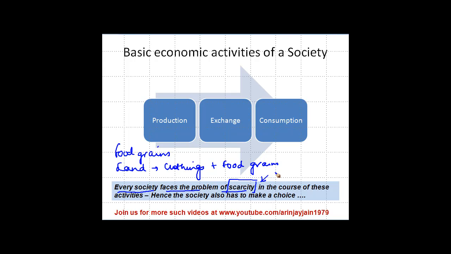What do you mean by scarcity? Scarcity means shortage. And hence, the society also has to make a choice. The choice of production, choice of exchange, choice of consumption.